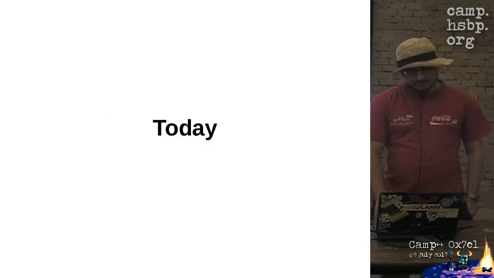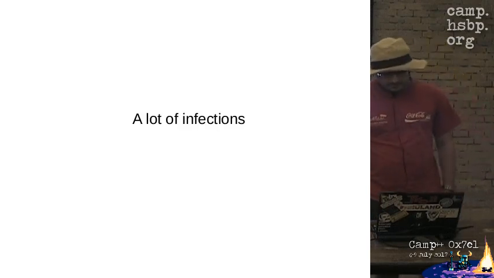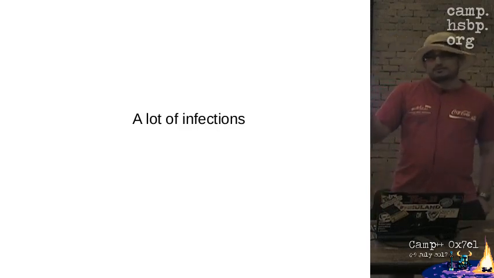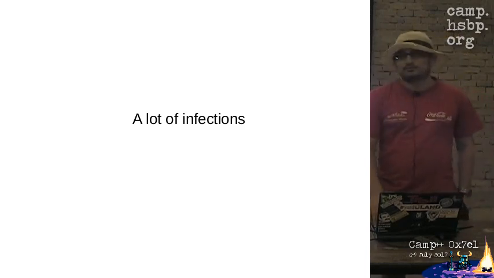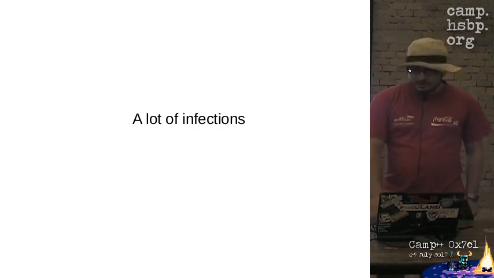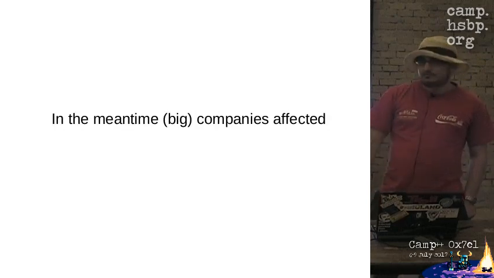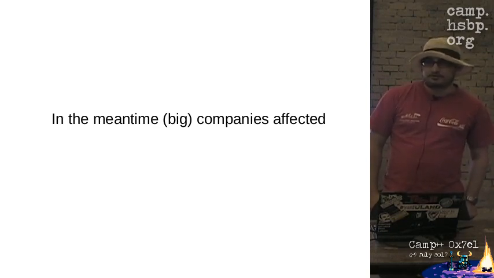Today, there are a lot of ransomware infections. You see it all the time in the news. You saw it in the last couple of days, the NotPetya ransomware, and also some weeks ago the WannaCry thing. So it's quite common these days. In the meantime, big companies are affected and they make a lot of loss if they get infected, like over $100 million when all the systems are not working and they can't produce stuff.